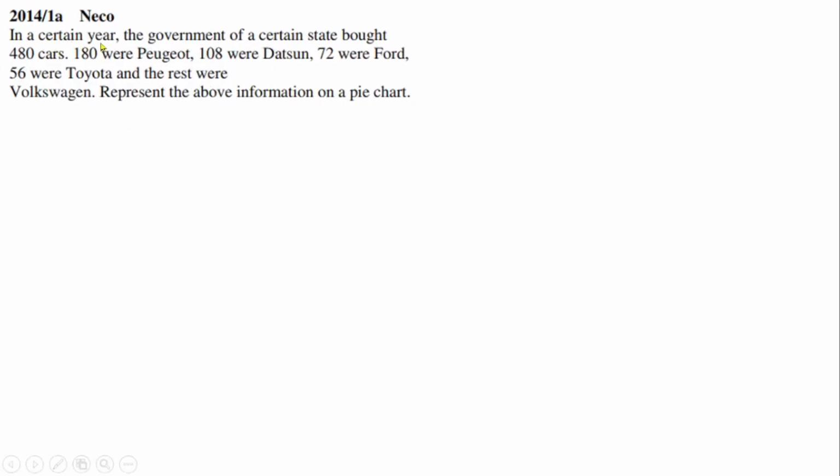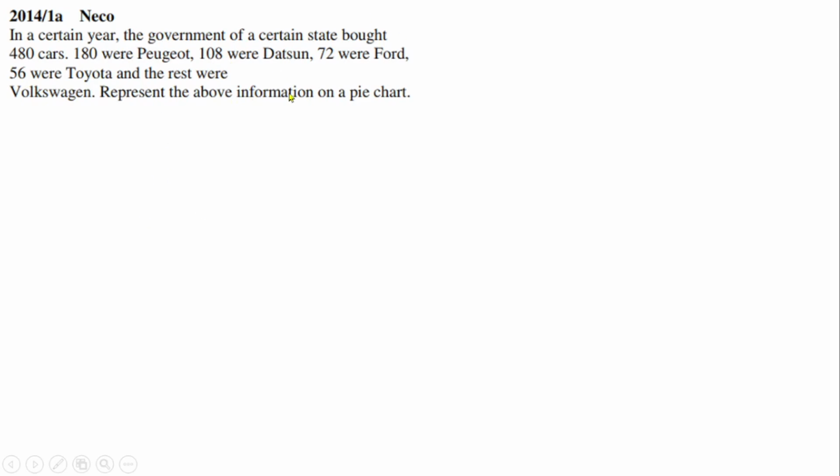I was told that in a certain year, the government of a certain state bought 480 cars. 180 were Peugeot, 108 were Datsun, 72 were Ford, 56 were Toyota, and the rest were Volkswagen. So we have to represent the information above on a pie chart.